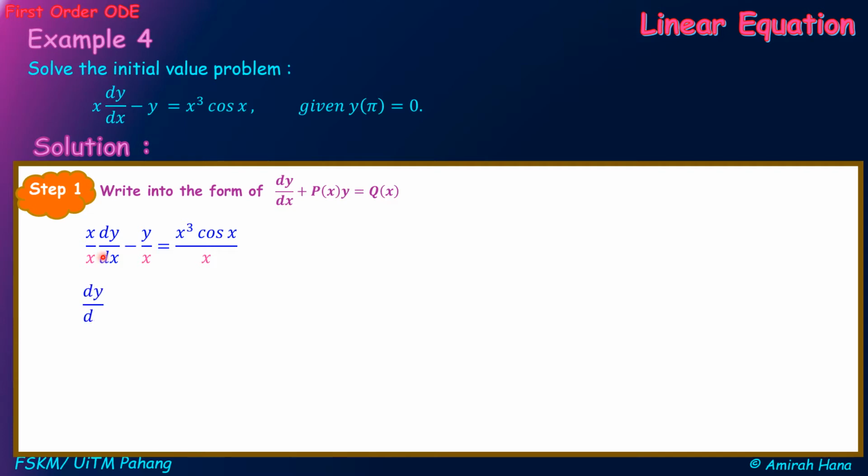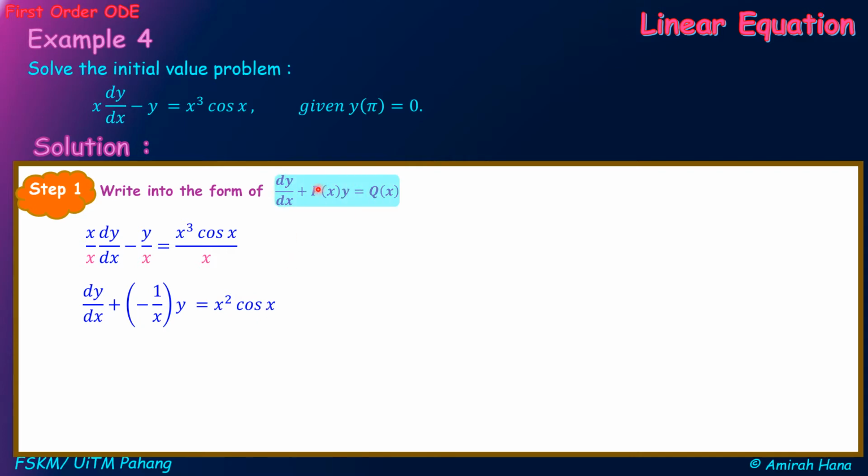After we simplify, we get this. We can simplify x in the numerator and x in the denominator, so we get positive 1 dy over dx, and then plus negative 1 over x times y. When we expand, we get back negative y over x. Then we can simplify x cubed over x, so we get x squared cos x.